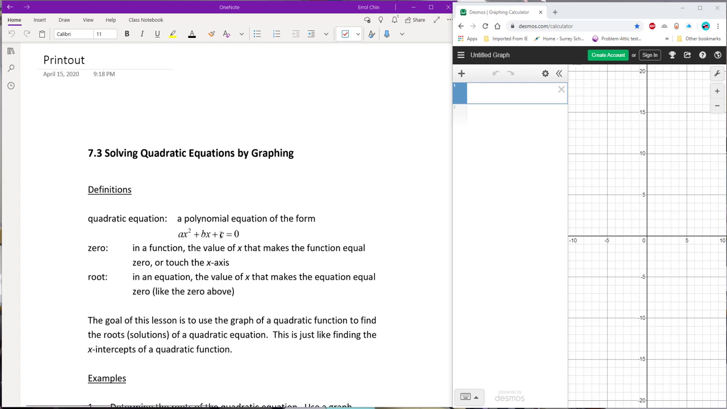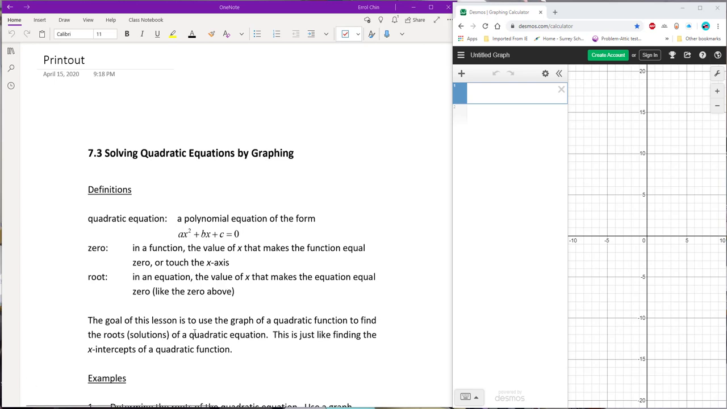So in this particular lesson we're going to talk about this idea of what's called a zero. A zero in a function is the value of x that makes the function equal to 0 or touch the x-axis. So if we could plot these graphs, all we want to know is where it touches the x-axis. Another fancy word for a zero is what's called a root. It says in an equation, the value of x that makes the equation equal to 0, like the zero above. So the word zero and the word root are sort of interchangeable. They mean pretty much the same thing.